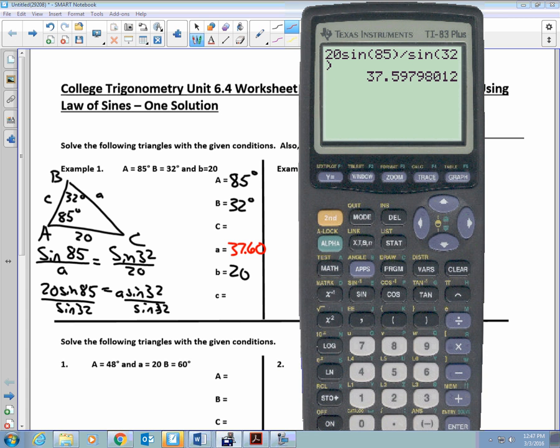Is it right that A is larger than B? Yes. Okay, what is angle C? 63, because they should all add up to 180. So then to find side C, I like to use the same setup that I had before. Sine of 32 over 20 equals sine of, now instead of 85, I'll choose 63 over C. Cross multiply.